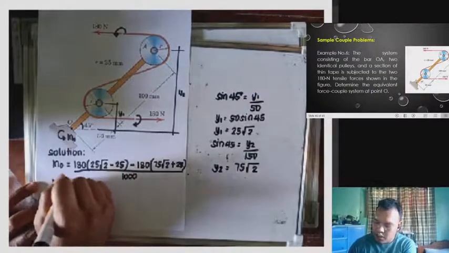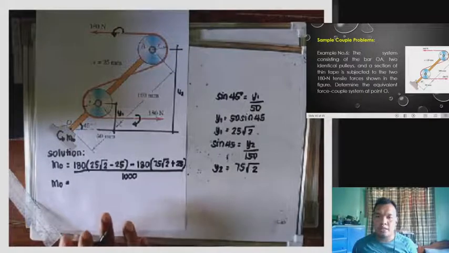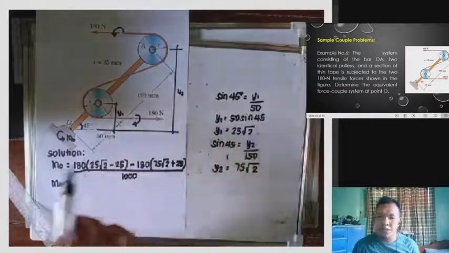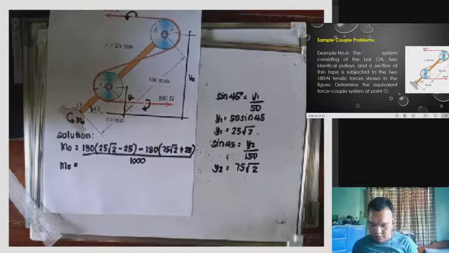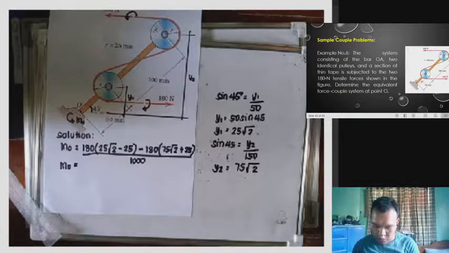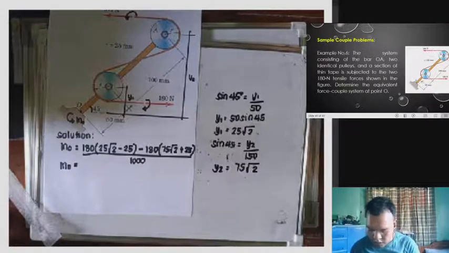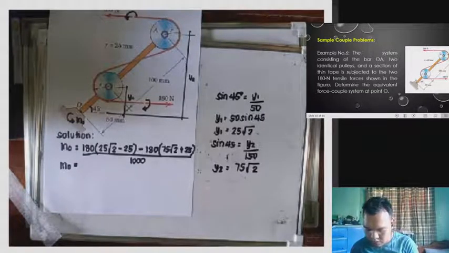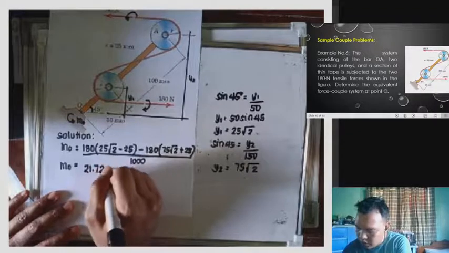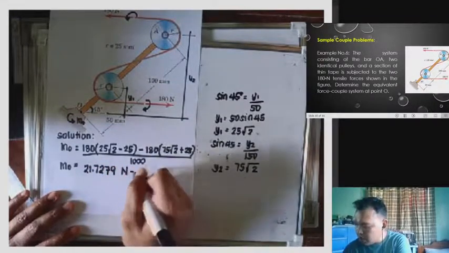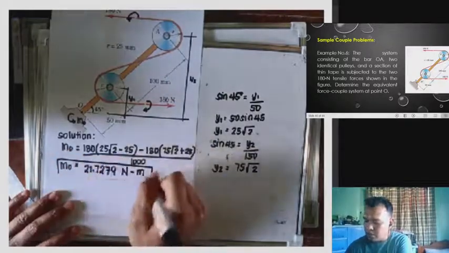Okay. Saan po nanggaling yung 1,000? Okay. Yung 1,000 po is nanggaling sa pag-convert po natin ng distances which is naka-mm into meter. Para yung sagot po natin is naka-newton meter na po siya. Okay? So we have here 180 times 25 the square root of 2 minus 25 minus 180 times 75 the square root of 2 plus 25 divided 1000. We have here 21.7279 Newton meter. Okay. So, ito po yung sagot niya.